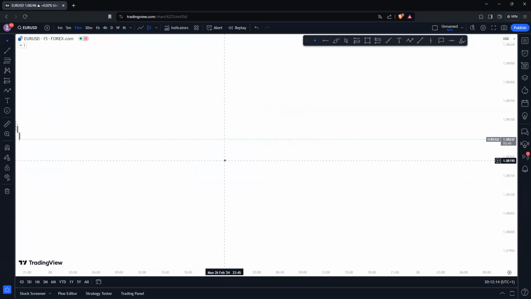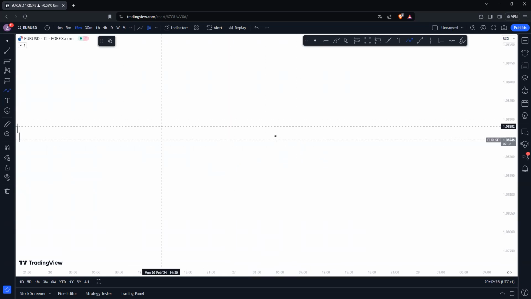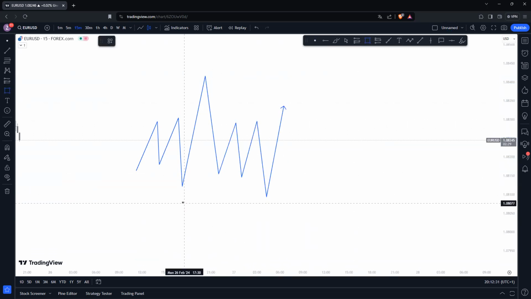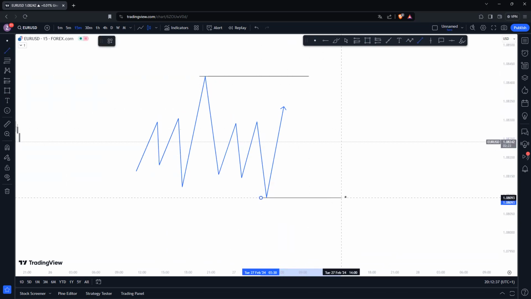The second type of liquidity is the session highs and lows. You're gonna go from 12 a.m. to 5 a.m. UK time. That's where the Asia session is. So you're gonna have the price action of the Asian session. You're gonna box the Asian session or pick the high and the low of that Asian session.